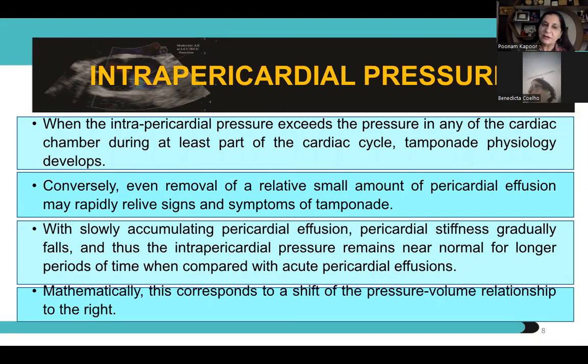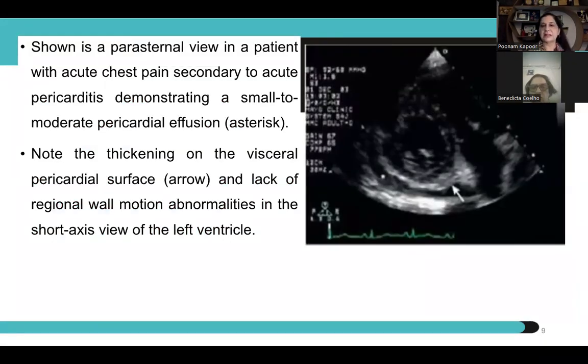But as there is slow accumulation of the pericardial effusion, as happens in a chronic pericarditis, this pericardial stiffness gradually will fall, and this falling of the pericardial stiffness will raise the pericardial compliance because the two are inversely related. Therefore the intrapericardial pressure remains near normal for longer periods, and that's how chronic constrictive pericarditis patients live on for a long time till they reach a tamponading stage, which may come on as an emergency. So I hope this pressure-volume relationship moving to the right is nicely understood.